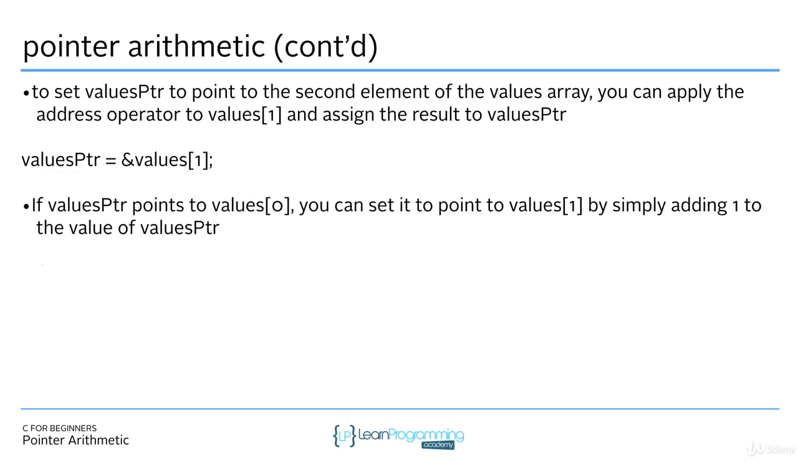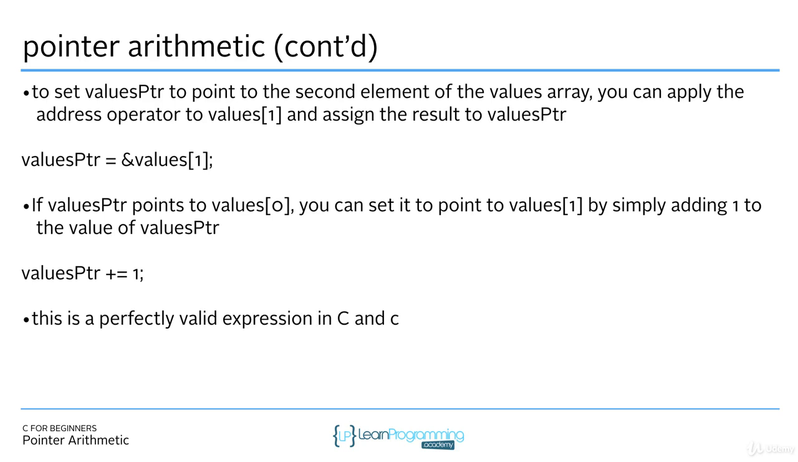If values pointer points to value sub 0, you can set it to point to value sub 1 by simply adding 1 to the value of values pointer. And this is really what we're getting at with pointer arithmetic. All you have to do is say values pointer plus equals 1, and now values pointer is pointing to the second element in the array, or the first index. Very, very nice notation, very easy to do. So this is a perfectly valid expression in C and can be used for pointers to any data type, whether it's an integer, a character, or anything.